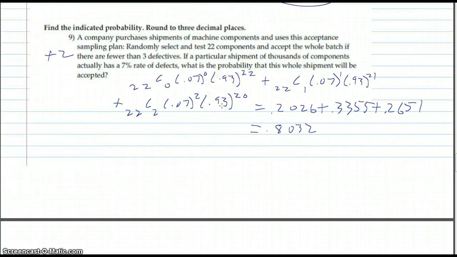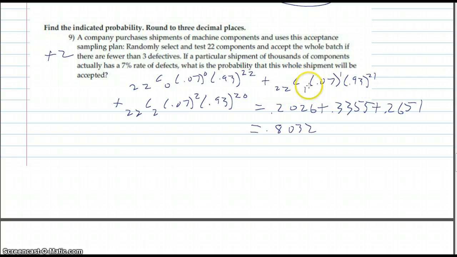On 9, it says they're going to accept the whole thing if there's fewer than 3 defects. So if there's 0 defects, 1 defect, or 2 defects, we're good to go. So you have to find the probability of all 3 of those and add them up. So here's 22 C 0. That means they're all good, which means we have 0 bad and 22 good. So that's 0.93 to the 22nd.